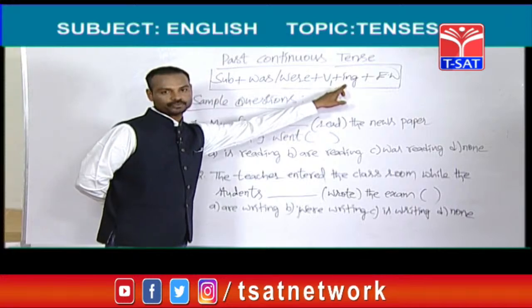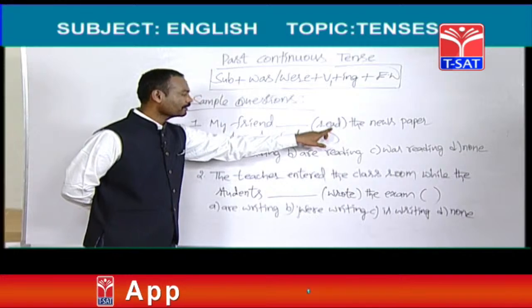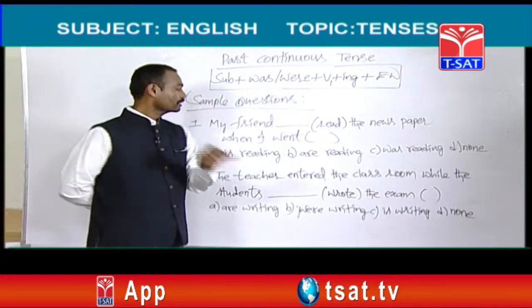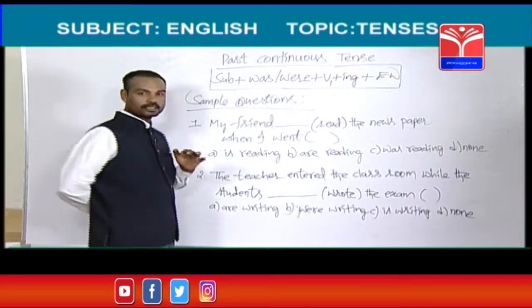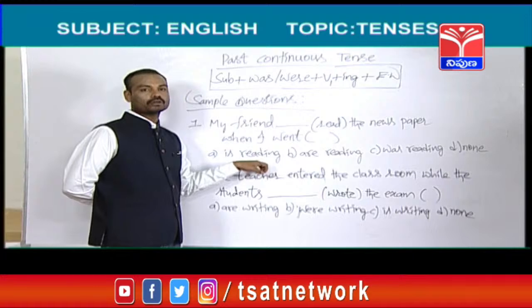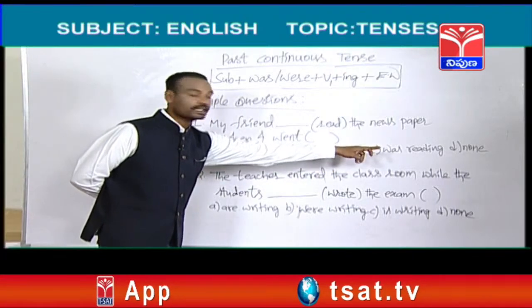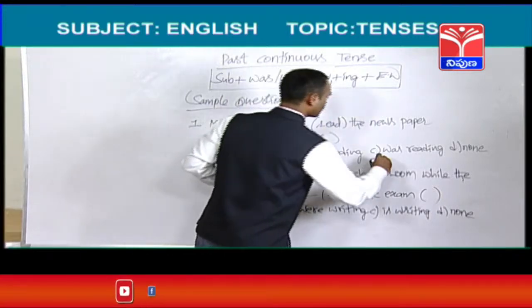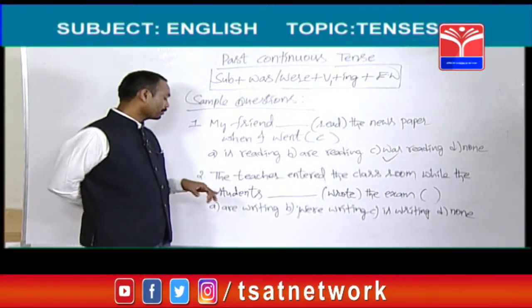Okay, my friend was. Next, V1 plus ing form. So what is the verb? Under the bracket, one verb has been given here. Read is there. We should add the ing form to that verb. So reading. So was plus reading. Was reading is the answer. Let's see, let's catch the answer. Is reading, wrong answer. Are reading, wrong answer. Was reading, yes, that is the right answer. So the answer is C. Next, let's see one more example.